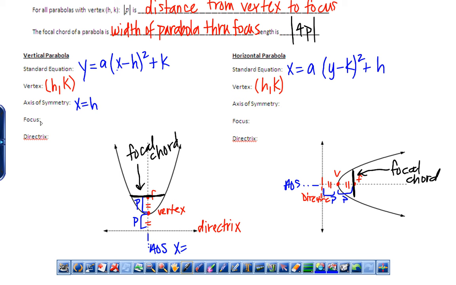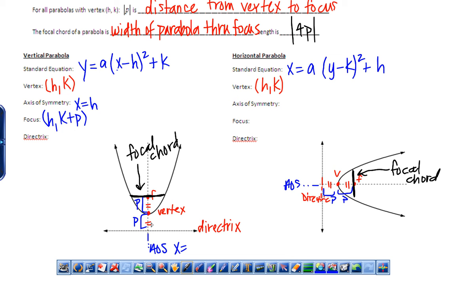In order to get my focus, I'm going to have to rise up this way. So that's not going to change my x values, that's going to change my y values. And it's going to change it by a value of p. So this is how I'd figure that out. My h stays. I'm going to take and add my p to my y value, which is my k, in order to get my focus. Again, you do not have to memorize this. I'm showing you how I'm getting it.